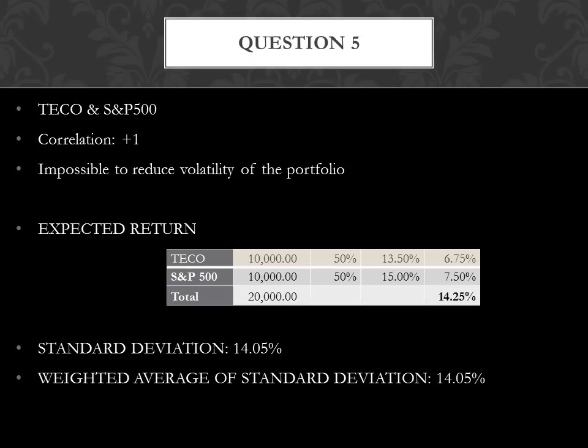The expected return of this portfolio is 14.25%. The standard deviation of the portfolio is 14.05%. Also, the weighted average of the standard deviations of the two individual securities is 14.05%. This proves the lack of a risk reduction effect in this portfolio because the standard deviation of the portfolio is equal to the weighted average of the standard deviation of the two individual stocks.